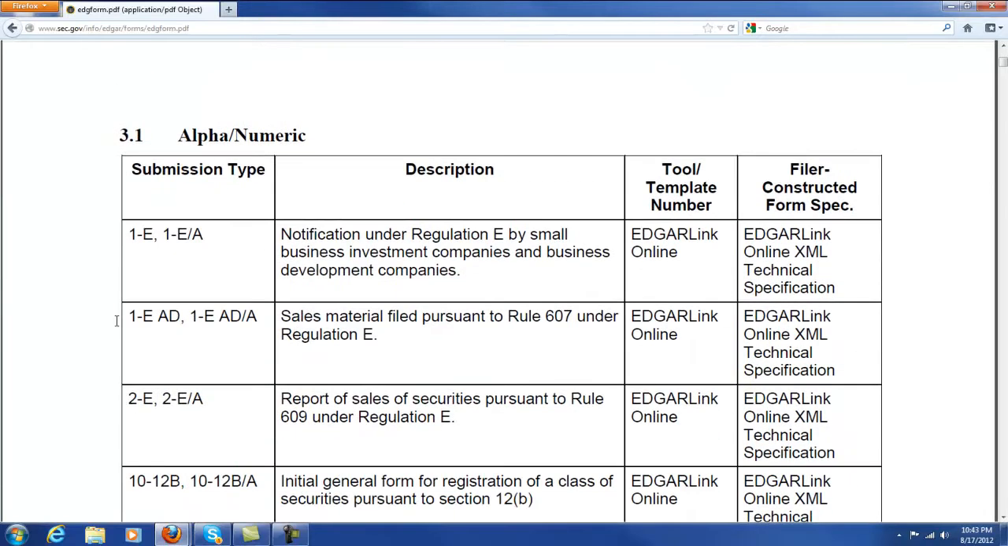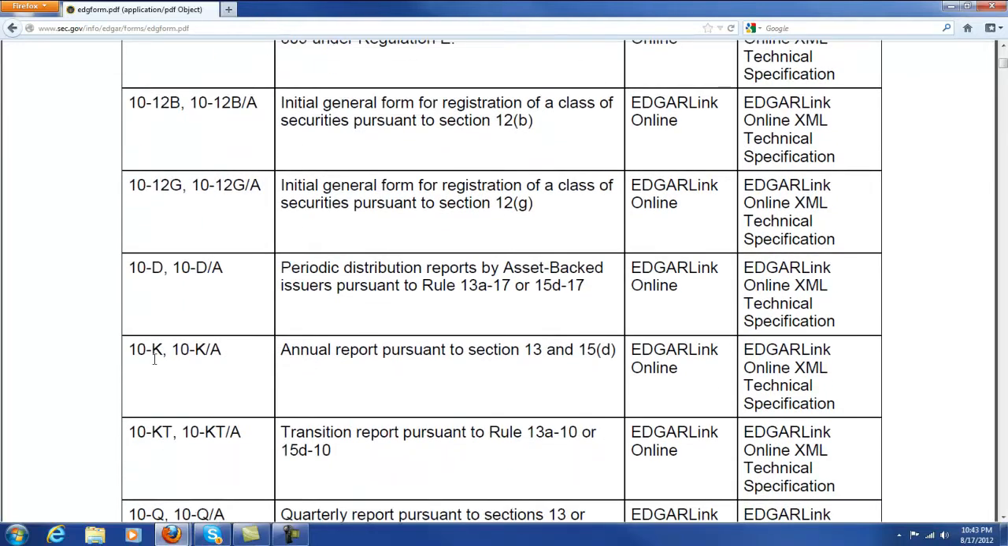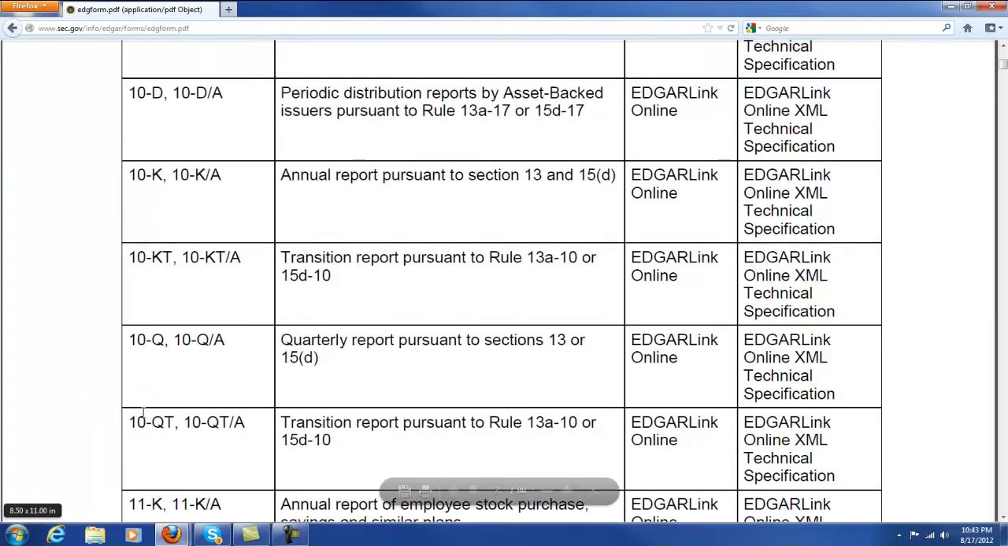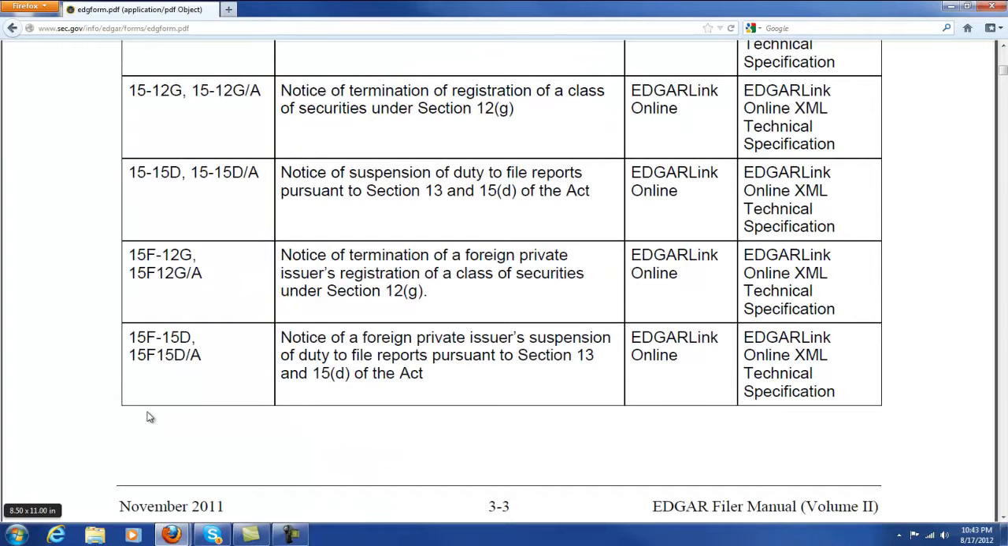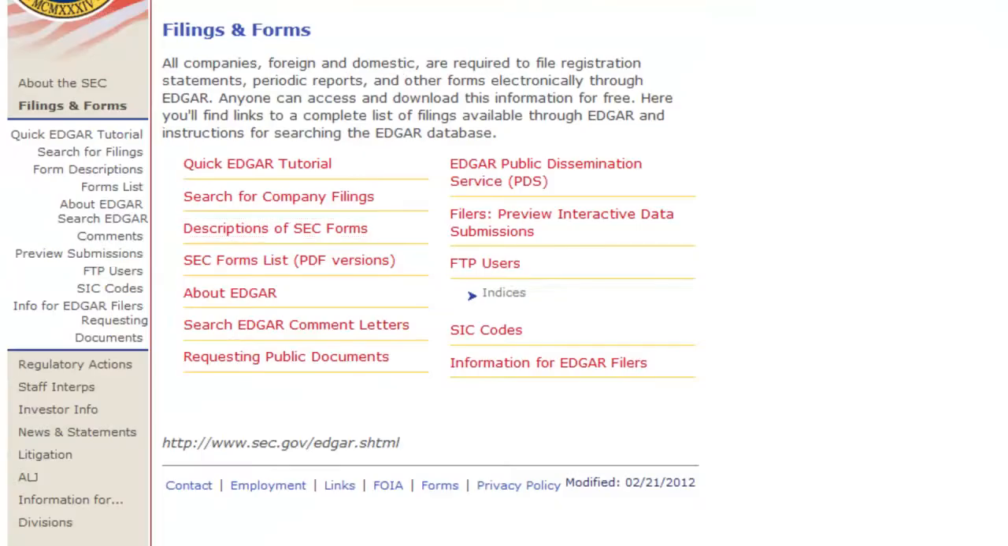If you scroll down, you can see various forms that can be filed with the SEC, and most of them are forms that you probably never heard of. But if we go low enough, you can find a form that is familiar to us, which is the 10K. It's an annual report. Here we have the 10Q, which is a quarterly report, and you can keep scrolling and you will see various different forms. You get the idea. For right now, let's go back to our main page.